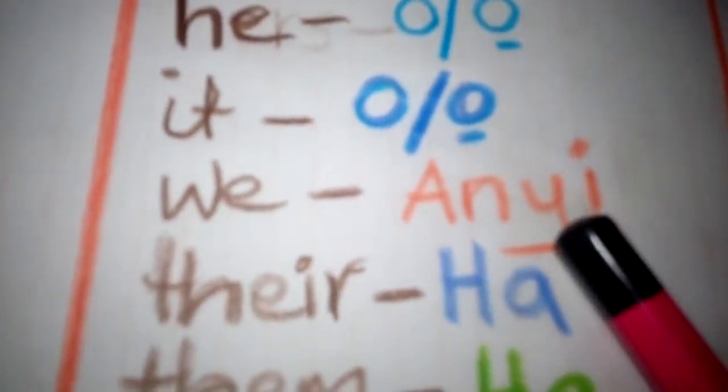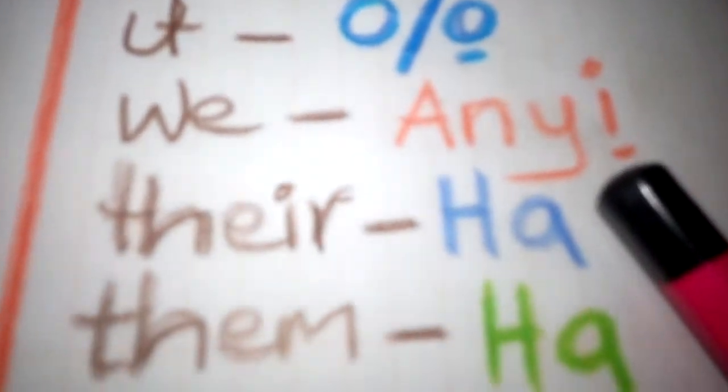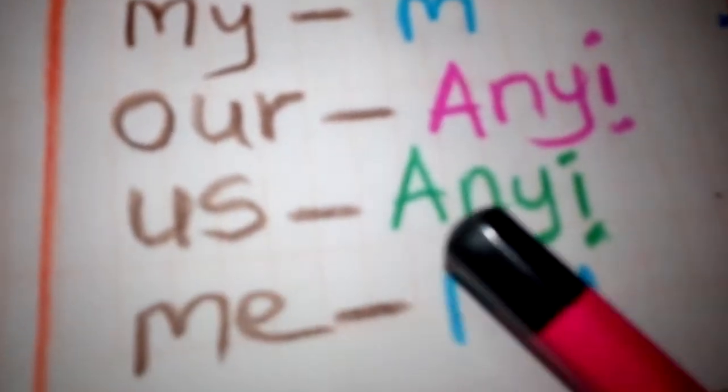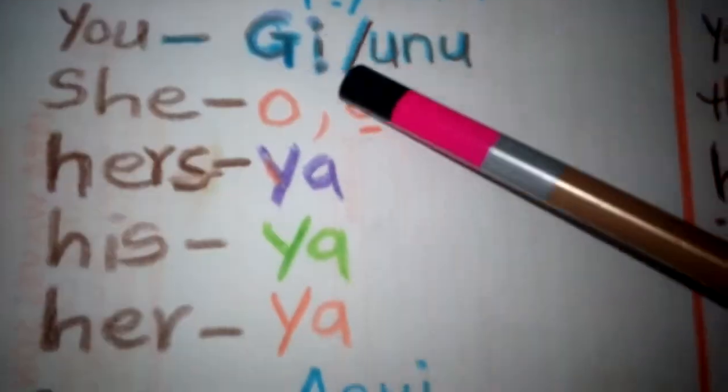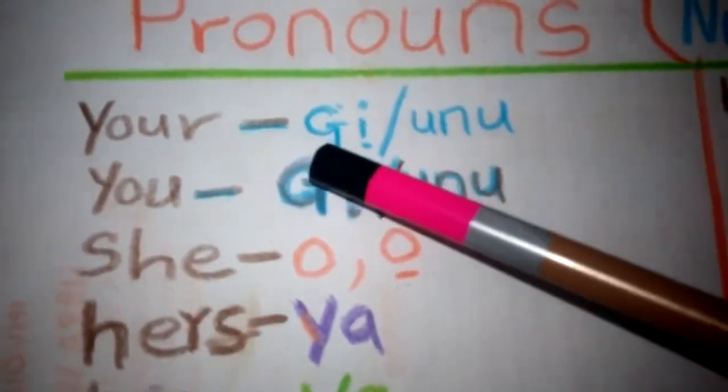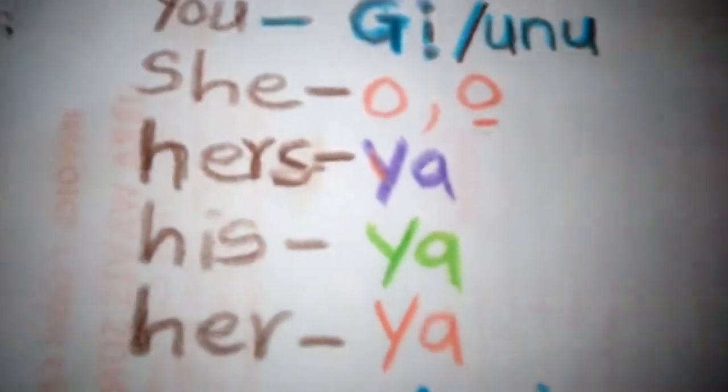Okay, we, anyị, their, ha, them, ha, mine, m, our, anyị, us, anyị, me, m, me, m. Okay, so that is it. That's the whole pronoun in English and Igbo language.